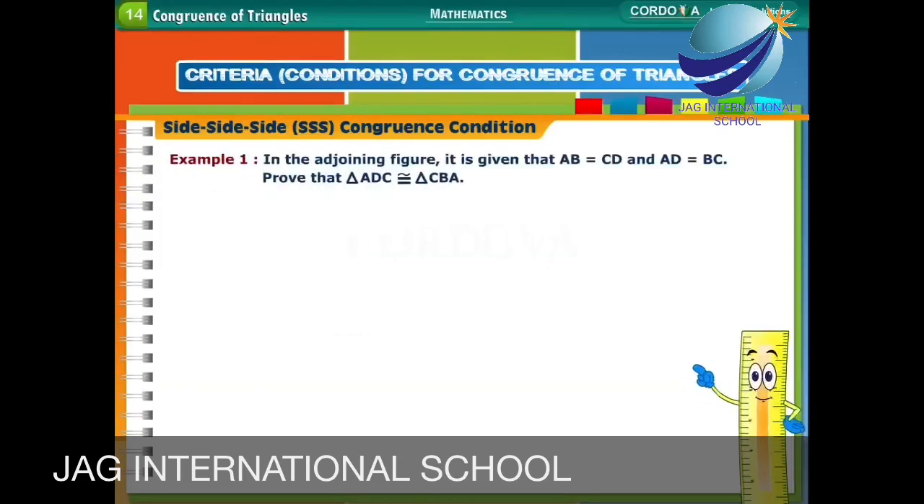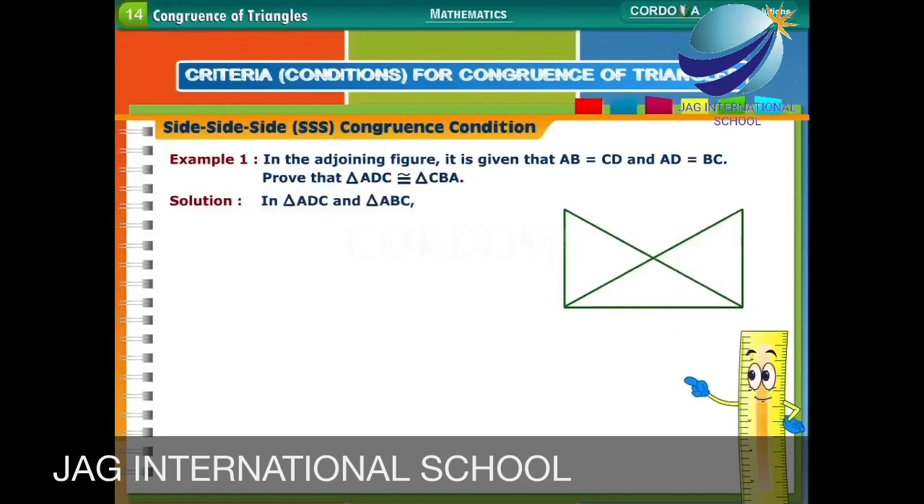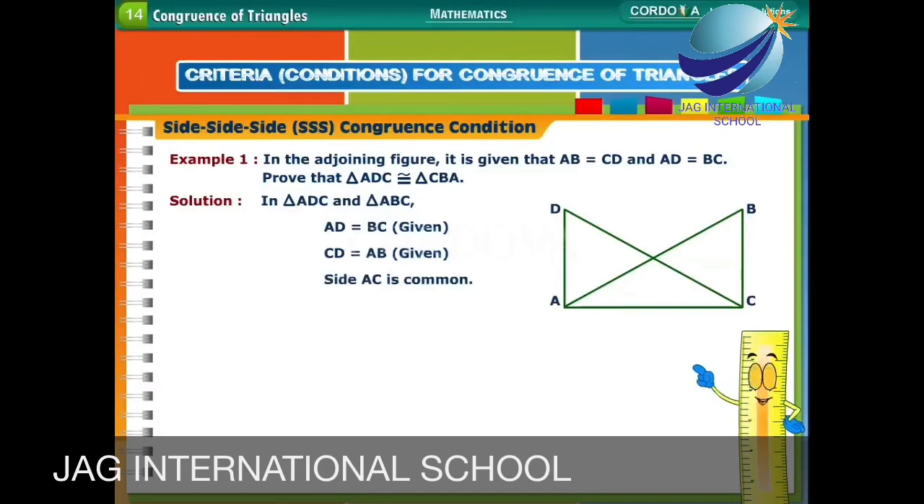Example 1. In the adjoining figure, it is given that AB is equal to CD and AD is equal to BC. Prove that triangle ADC is congruent to triangle CBA. Solution: in triangle ADC and triangle ABC, AD is equal to BC, given. CD is equal to AB, given. Side AC is common. Therefore, triangle ADC is congruent to triangle CBA.